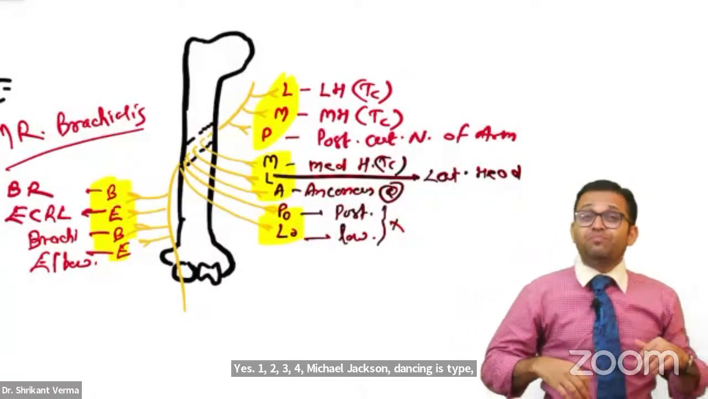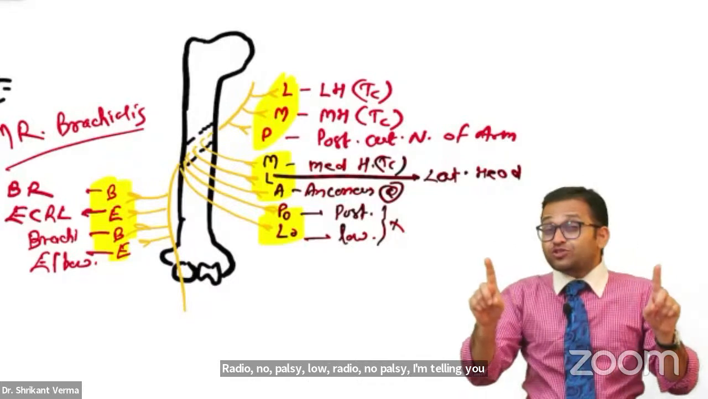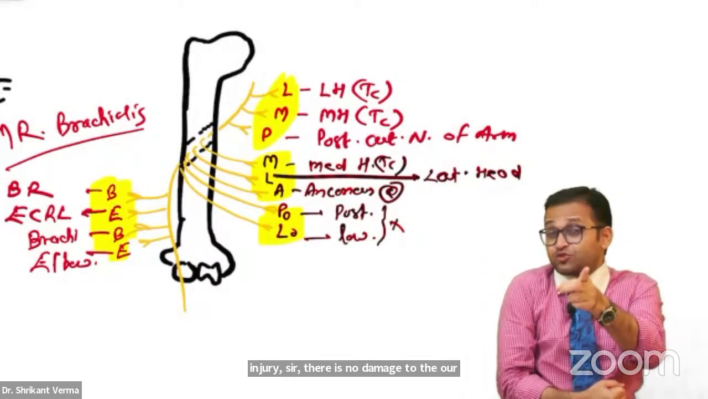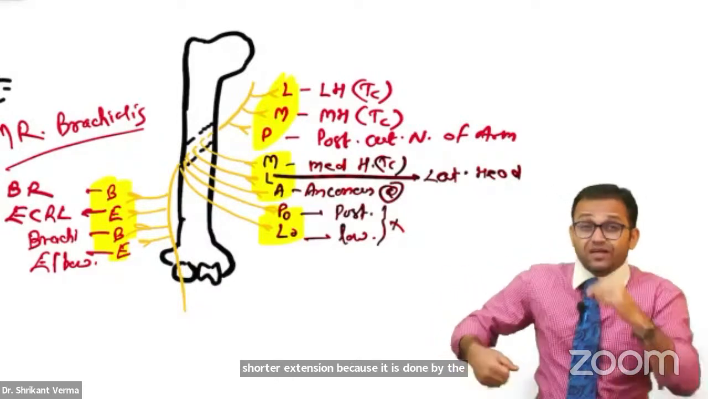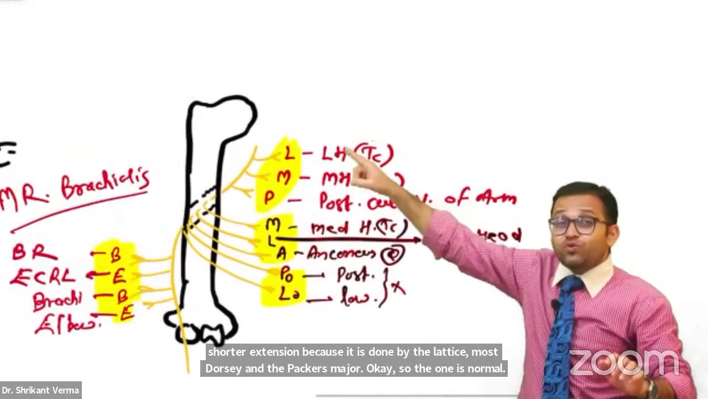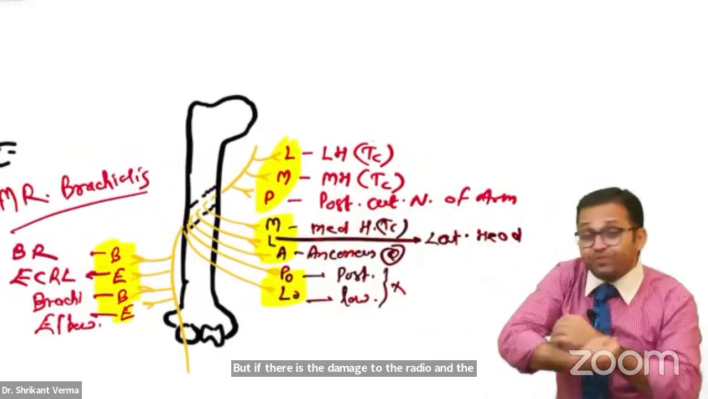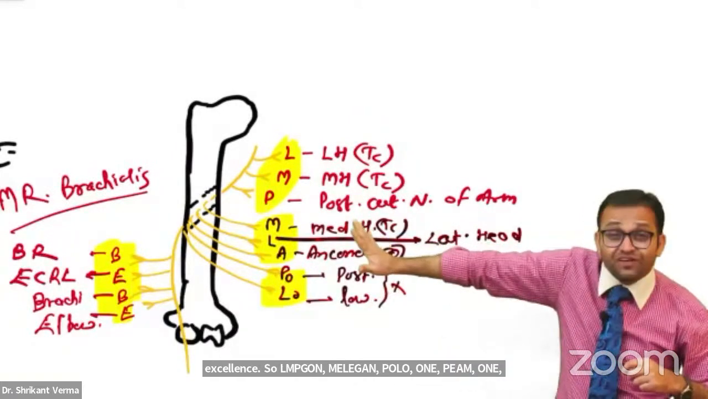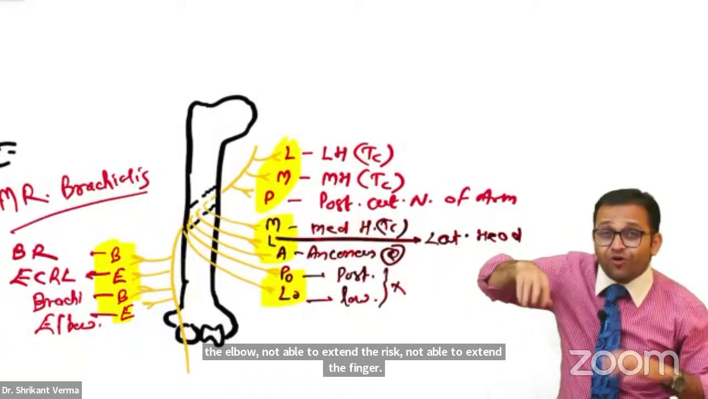I'm telling you, remember, whenever there is a high radial nerve injury, sir, there is no damage to shoulder extension because it is done by the latissimus dorsi and the pectoralis major. So that one is normal. But if there is damage to the radial nerve at the axilla, then LMP gone, MLA gone, polo gone, pin gone, all gone. So the patient will not be able to extend the elbow, wrist or finger. The patient will present with flexion of the elbow, wrist drop and finger drop, complete.